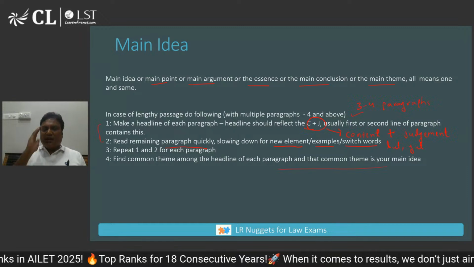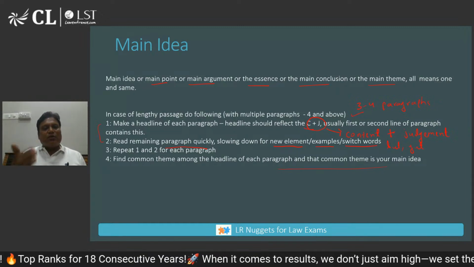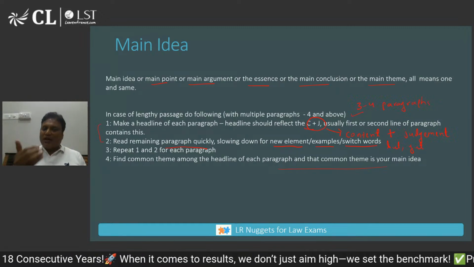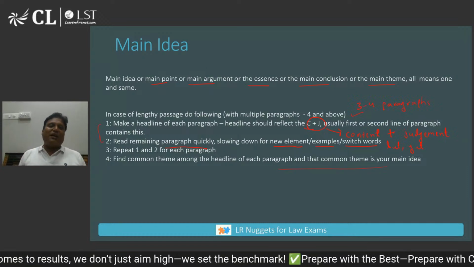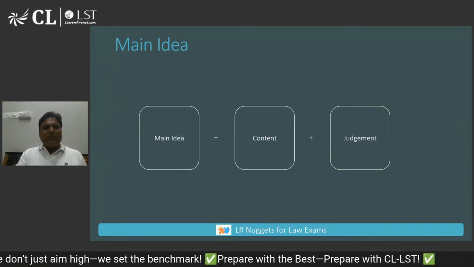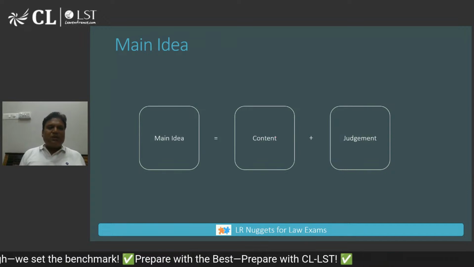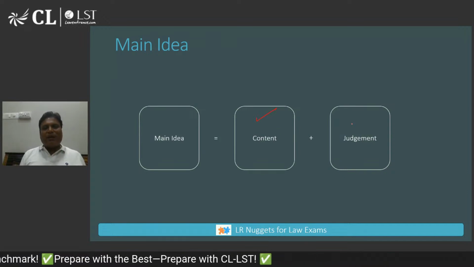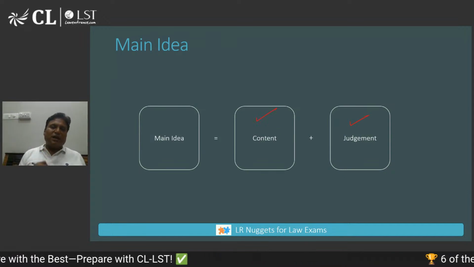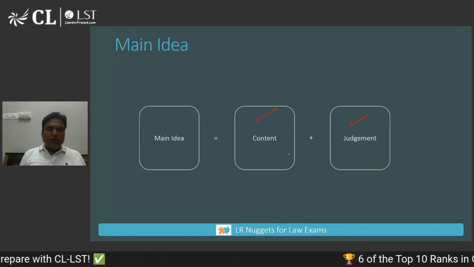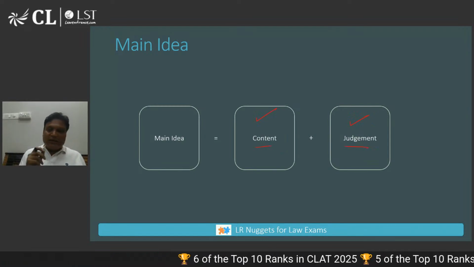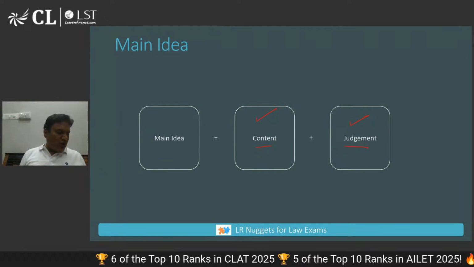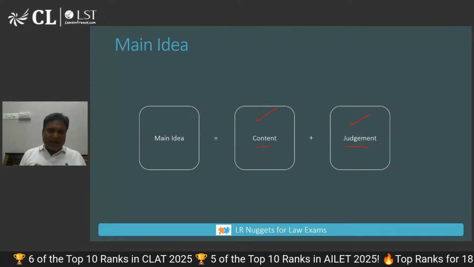Once you have written it down, in your mind you will be very clear that whatever is common across the 4 headlines, that is the main idea, because the main idea recurs in the passage. To sum it up, the main idea is the content of the passage and the author's judgment on that content. It is the sum of two things: content of the passage and author's judgment on that content, right? So this is what main idea is about.